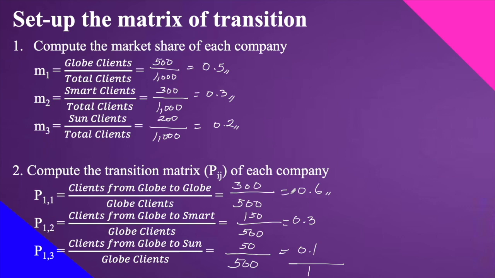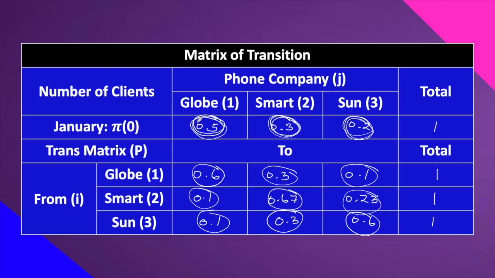So first is to compute the market share of each company. So Globe over total, Smart over total, Sun over total number of clients. And these are the market share, 0.5, 0.3, and 0.2. Ito po yung nakikita nyo sa taas. So, ayan yung computed na yan.